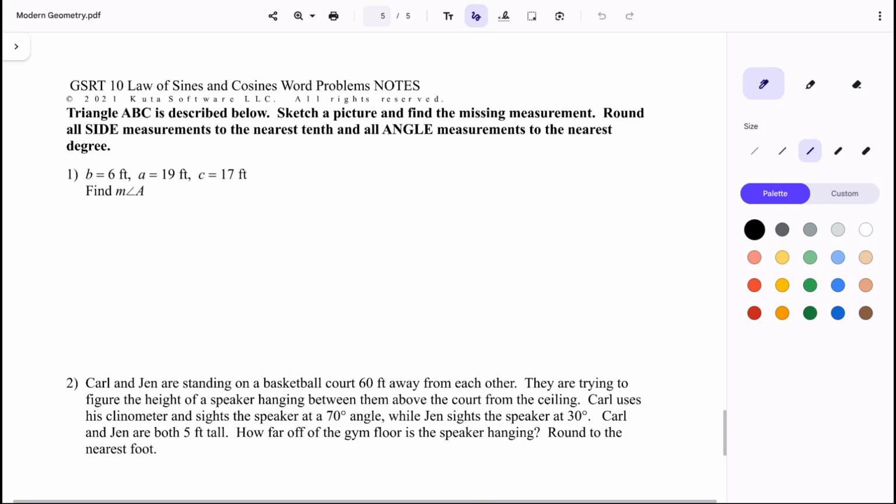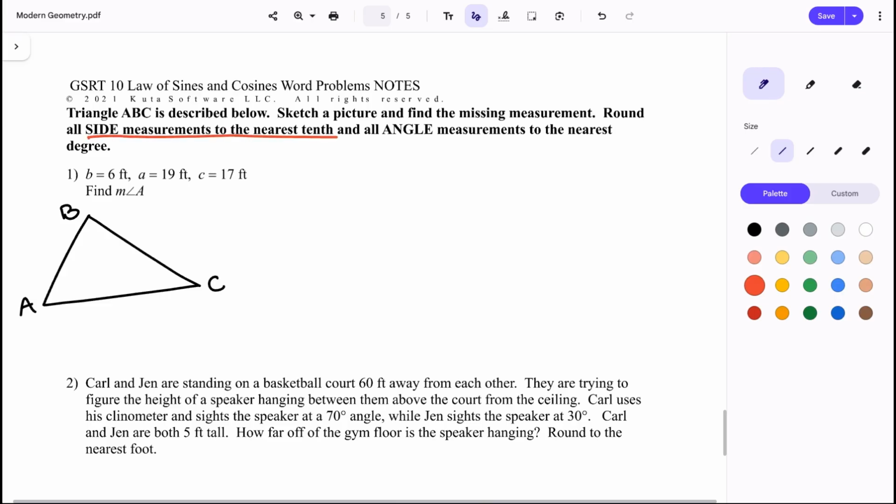So this first one says we've got triangle ABC. It's described below. So I'm just going to start out by sketching a triangle, and it doesn't really matter what it looks like. And I'm going to label that A, B, C. They want us to sketch a picture and find the missing measurement. Round the side measurements to the nearest tenth. So I'm going to underline side measurements. They want to the nearest tenth. And they want angle measurements to the nearest degree.